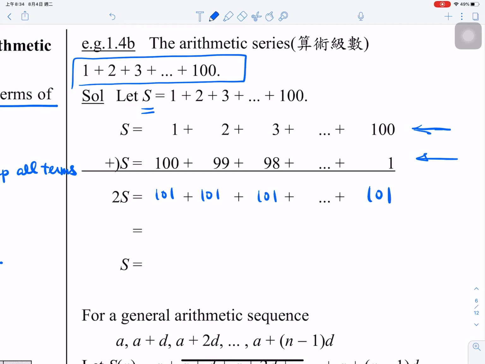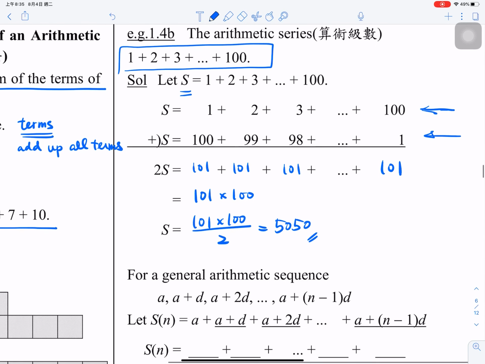How many 101s are here? There are a total of 100 times, right? Because you have 100 terms. So at the end, 101 times 100 divided by 2. So the answer is 5050.